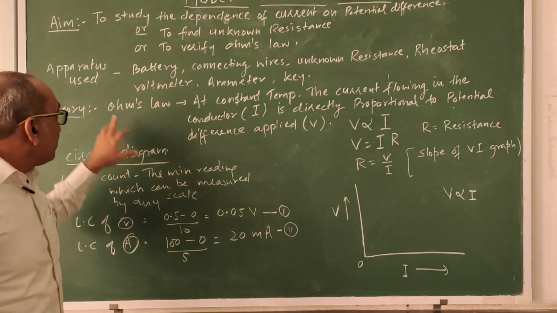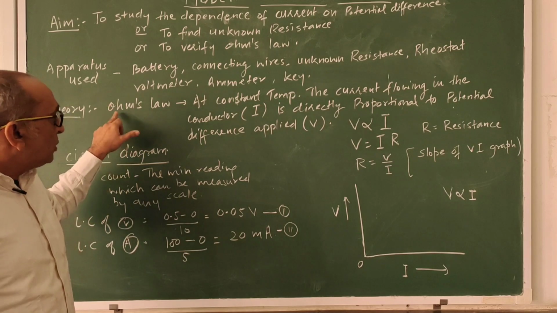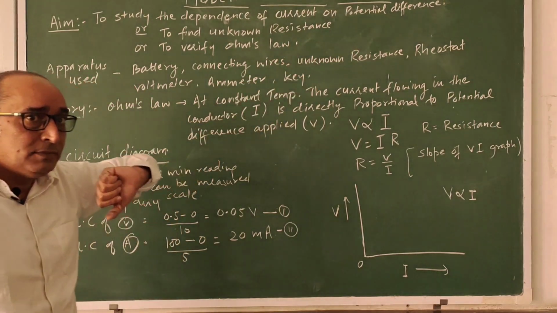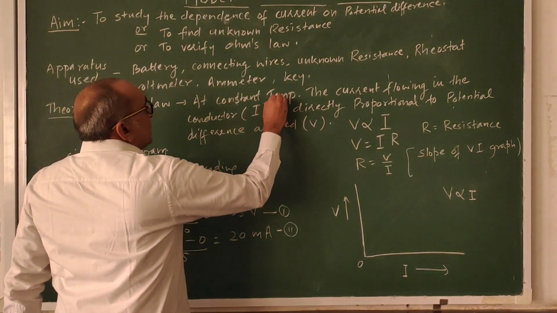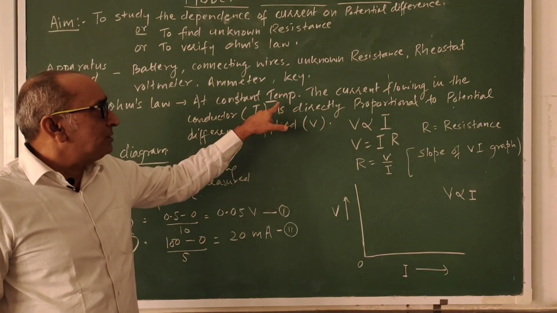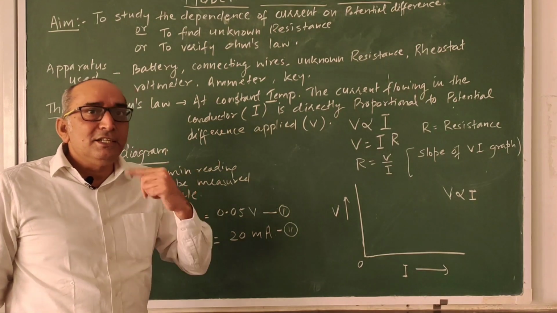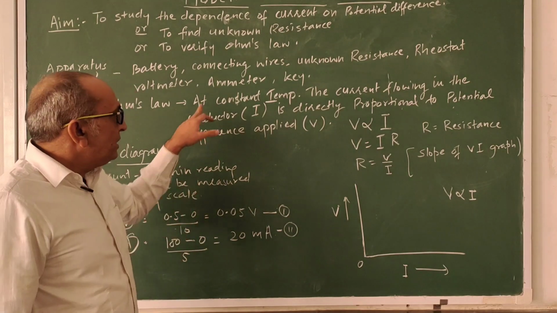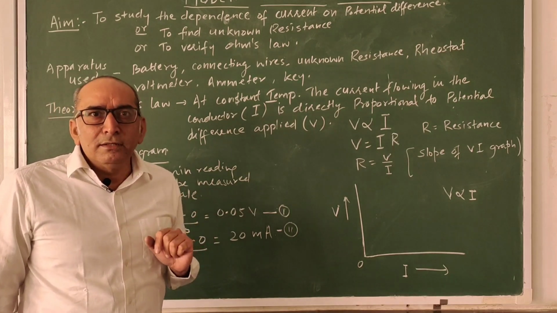Next, first understand what is basically Ohm's law. Ohm's law tells you the dependence of current on potential difference. It states that at constant temperature, keep this thing in mind, it should be at constant temperature, because when you studied in theory classes, resistance depends upon temperature. It increases with temperature. So if we are not taking the constant temperature, the readings of our ammeter and voltmeter, they will be affected.